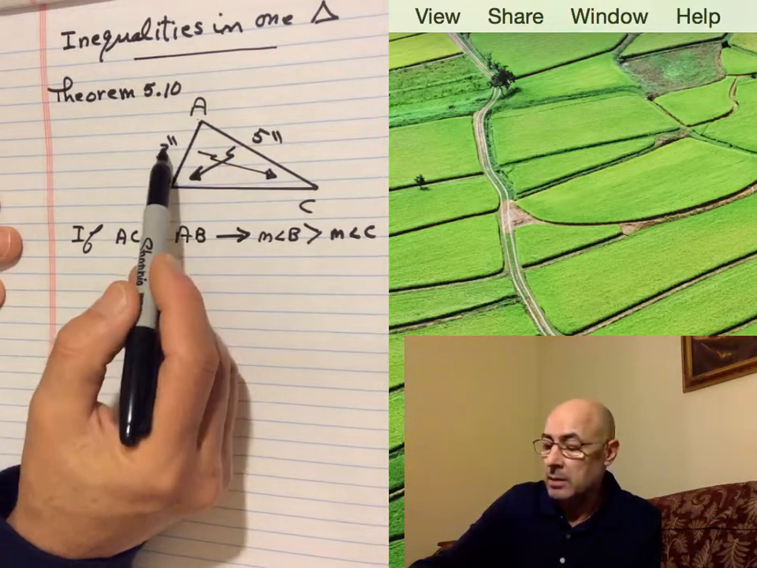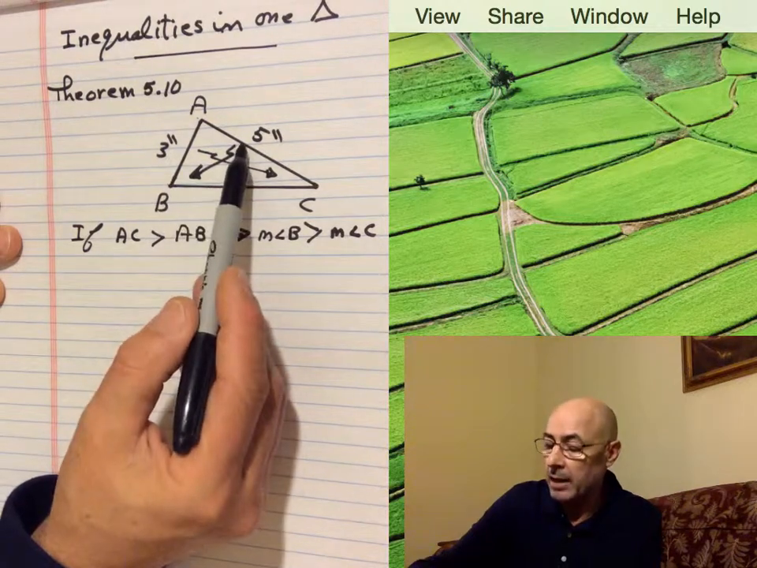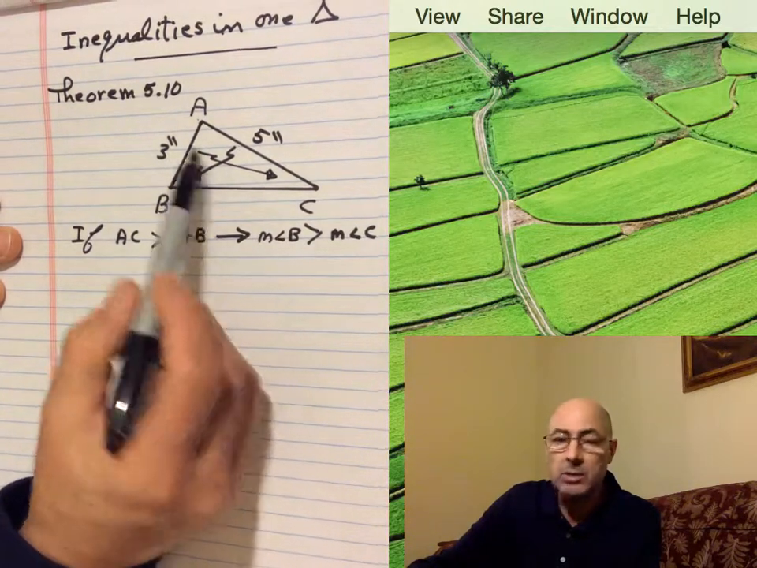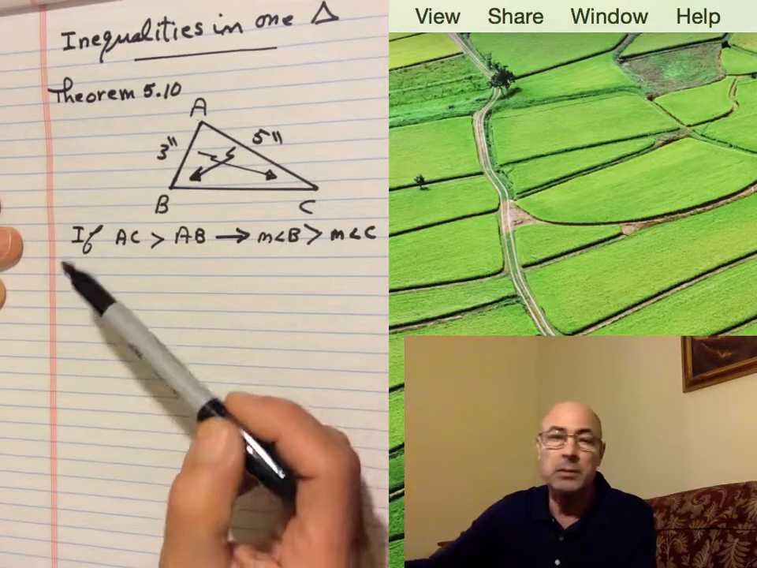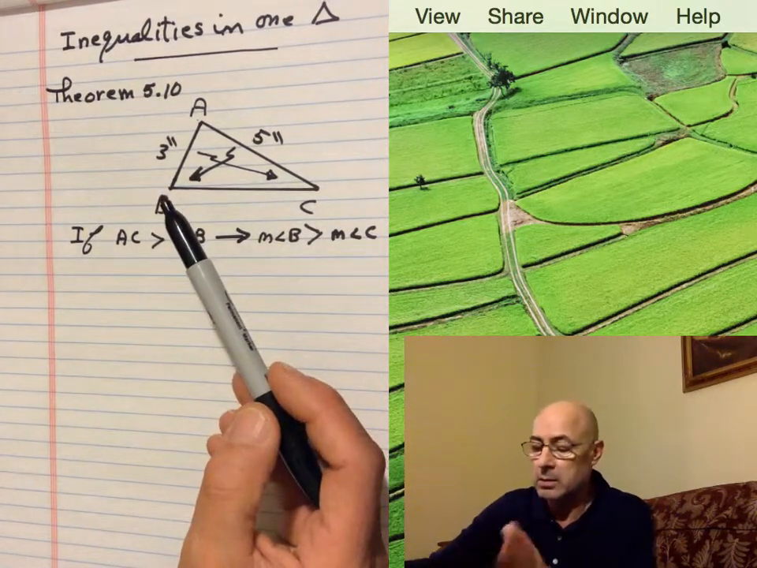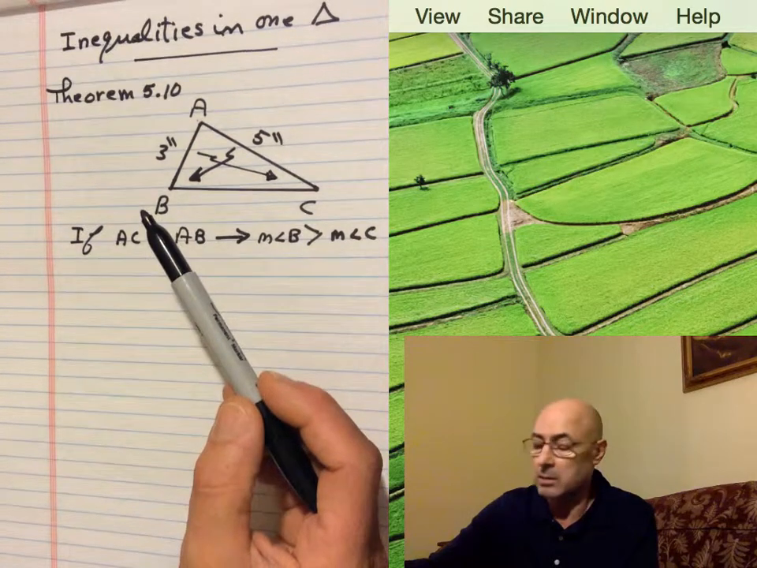So if this side is greater than this side, then the angle across from this side, angle B, is going to be greater than the angle across from this side. That's simply what theorem 5.10 states.